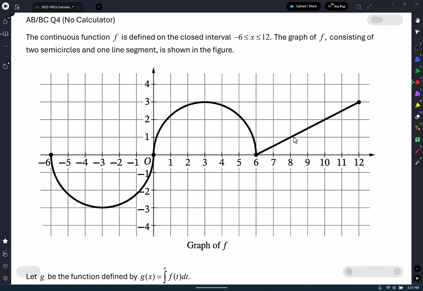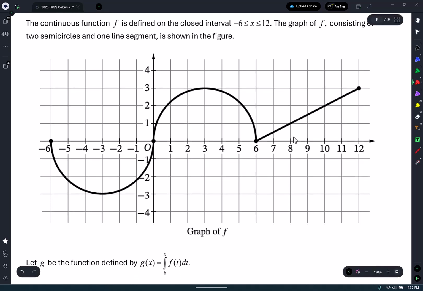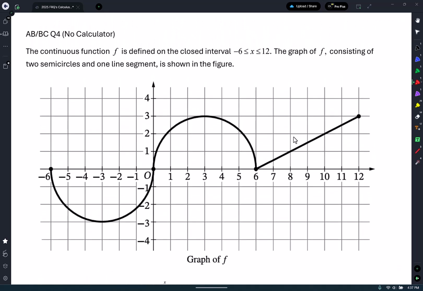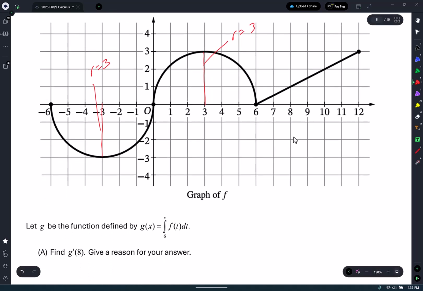Let's see what this one says. The continuous function f defined on the closed interval negative 6 to 12. The graph of f consisting of 2 semicircles and 1 line segment is shown in the figure above. Note that this one has a radius of 3. You don't have to go like that. You could have gone that way too. And then that has a radius of 3. So it looks like those are above the x-axis, ones below the x-axis. Let's see if that comes into play.